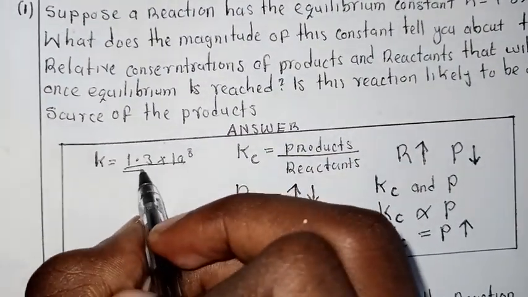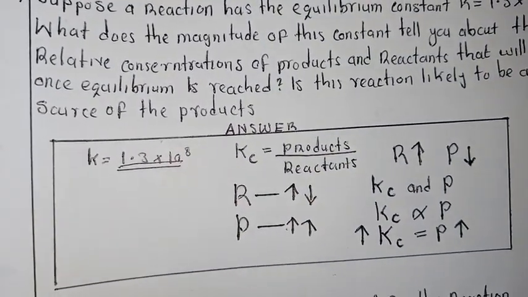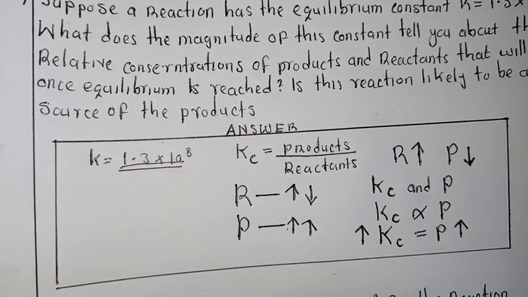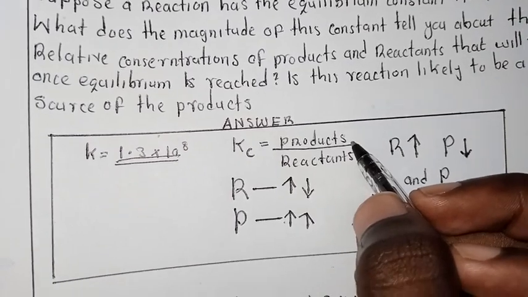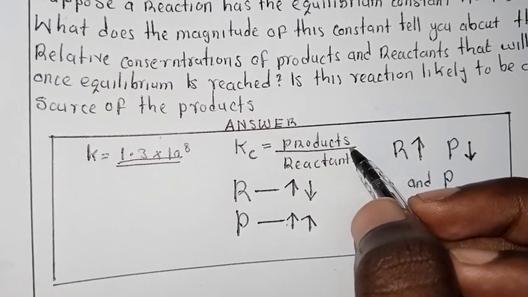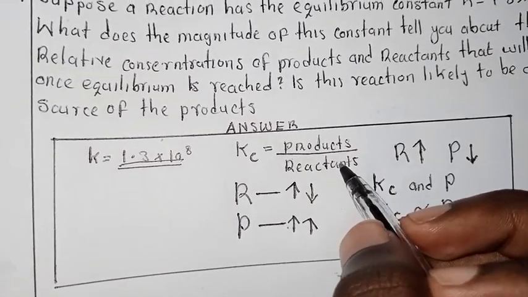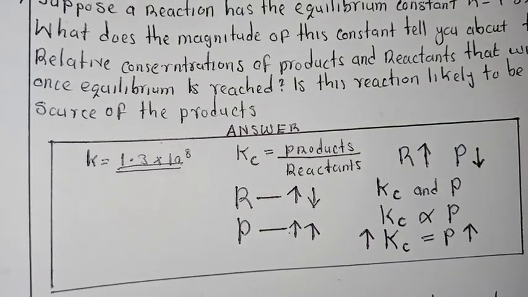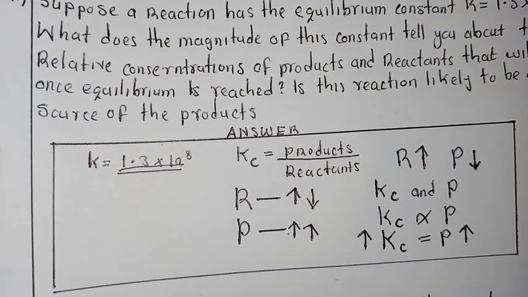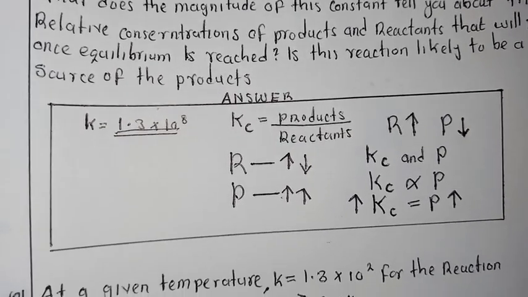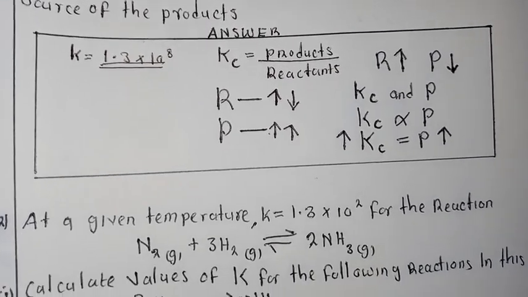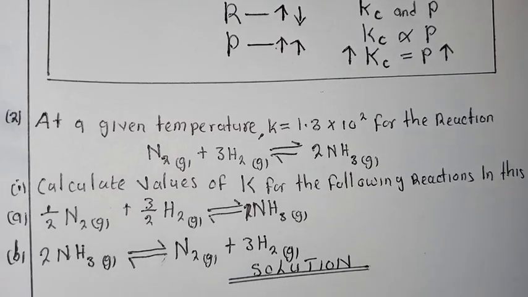large value. Is this reaction likely to be a good source of products? Of course. Why? Because the rate at which products are being formed is very high compared to the rate at which the reactants are being used up, of course. So you must be thinking in those lines in order to answer these very simple questions.